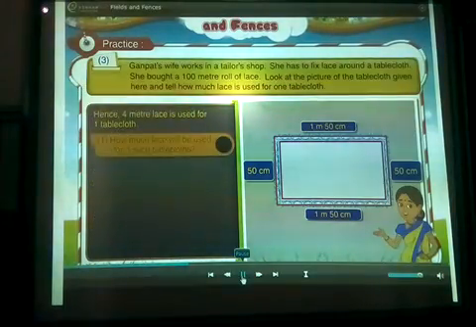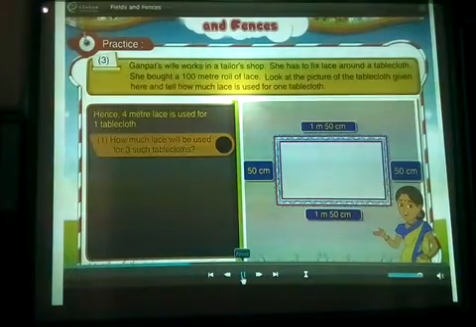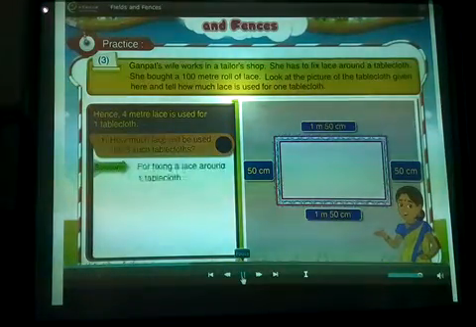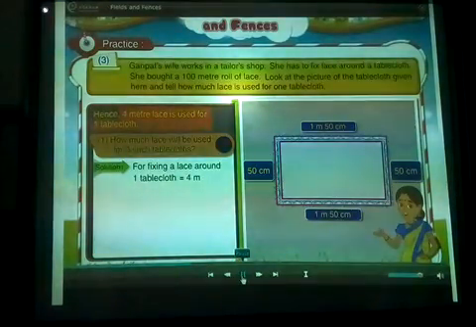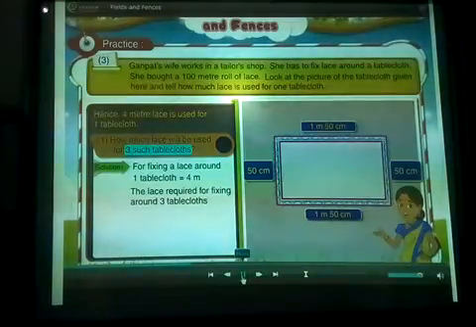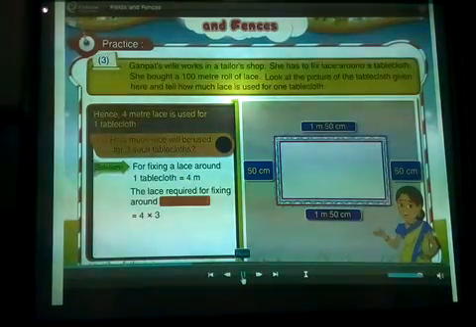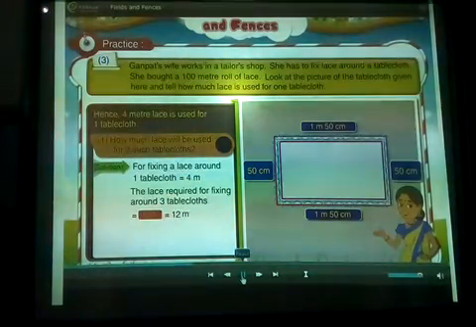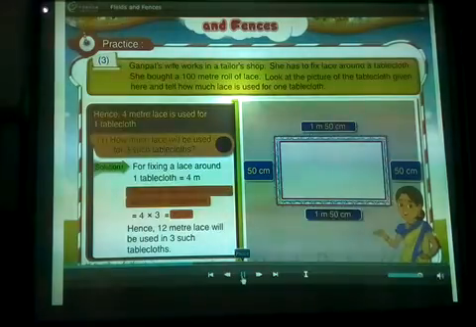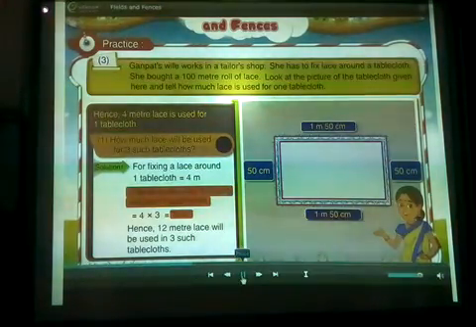1. How much lace will be used for 3 such tablecloths? For fixing a lace around one tablecloth, 4 meter lace is used. Then, for fixing the lace around 3 tablecloths, we require 4 into 3, that is equal to 12 meter lace. Hence, 12 meter lace will be used in 3 such tablecloths.